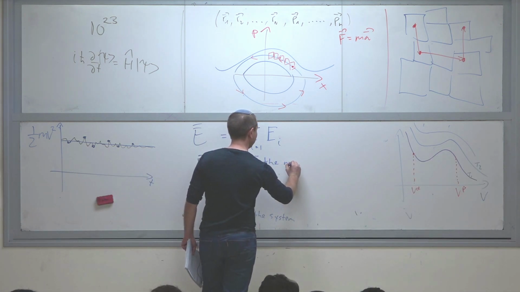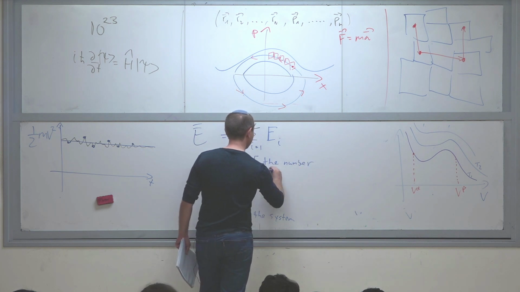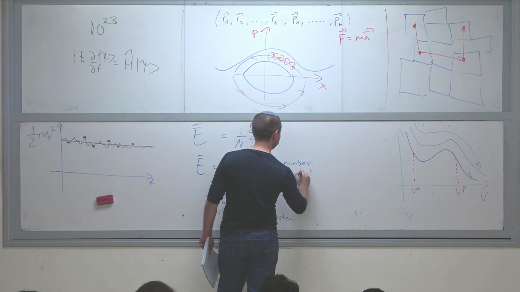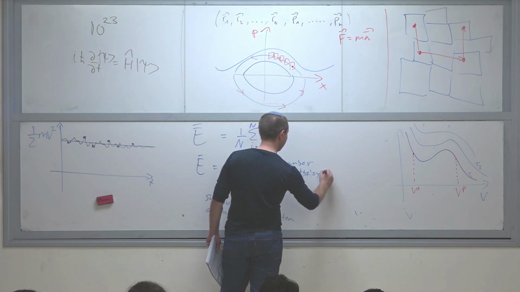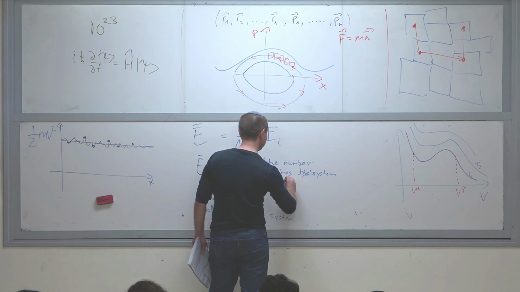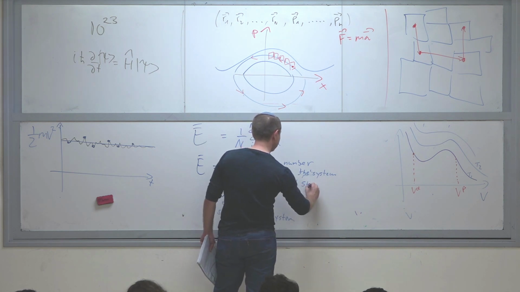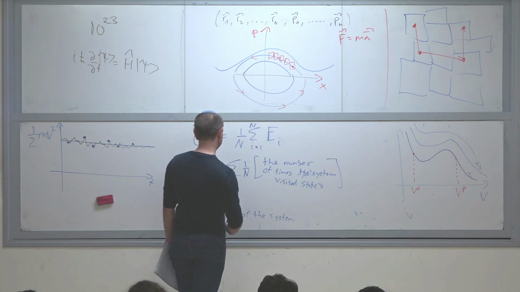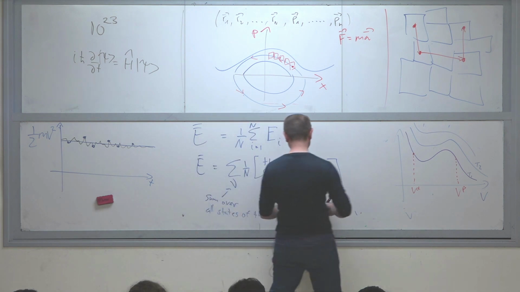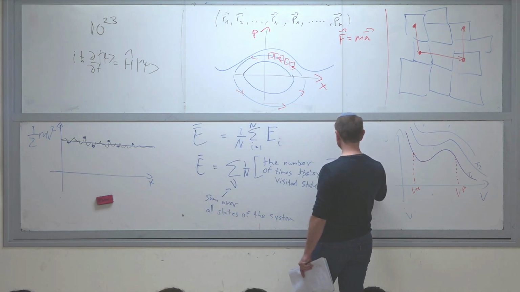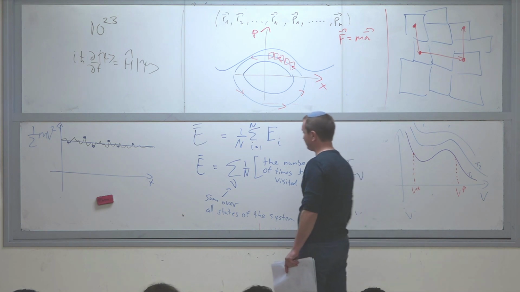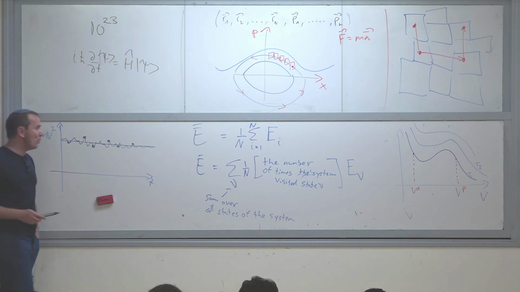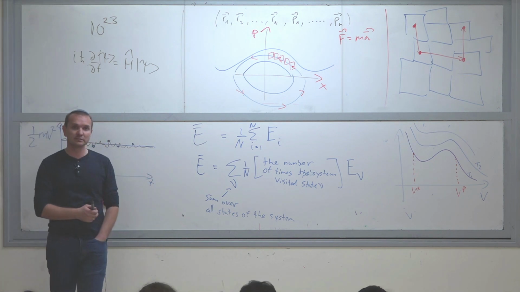the number of times the system visited state ni. And all of this multiplied by Ei. So those two averages are equivalent.